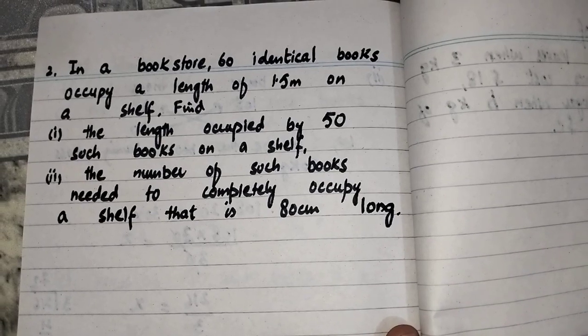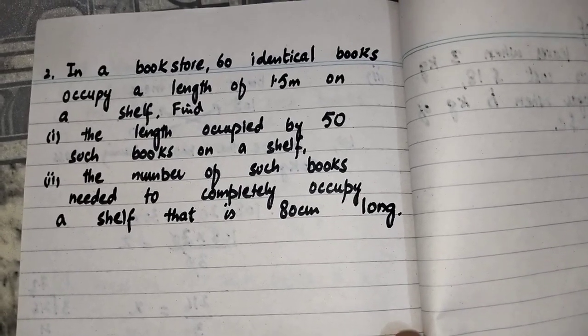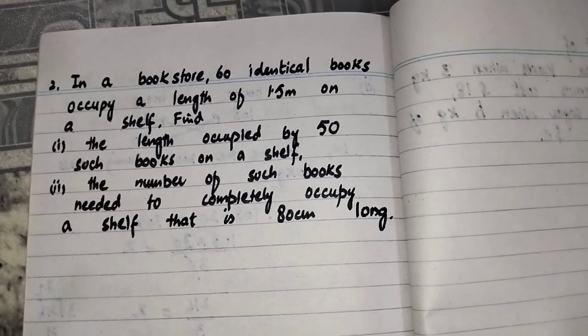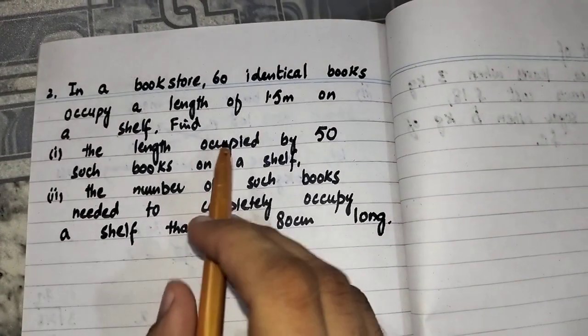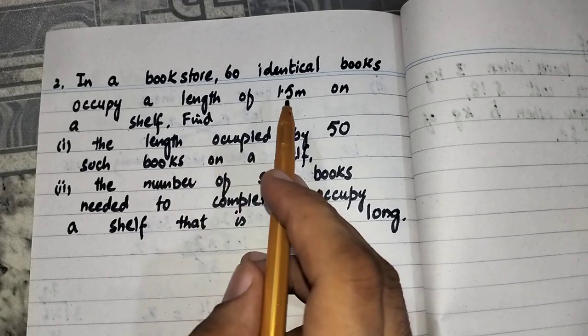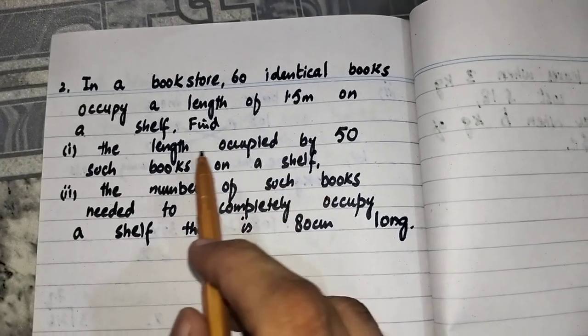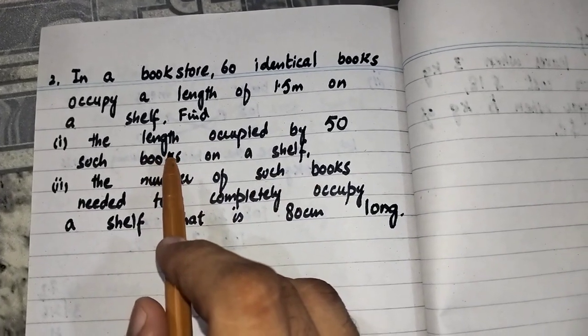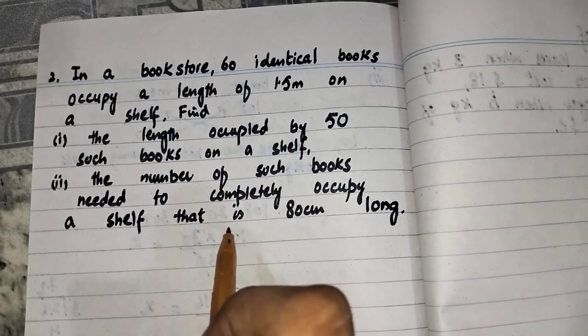In question number 2, in a bookstore, 60 identical books occupy a length of 1.5 meter on a shelf. Find the length occupied by 50 such books in a shelf. So, in this question, they are saying that we have 60 identical books and they are occupying a space on a shelf of 1.5 meter. Now, we have to find the length occupied by 50 such books.